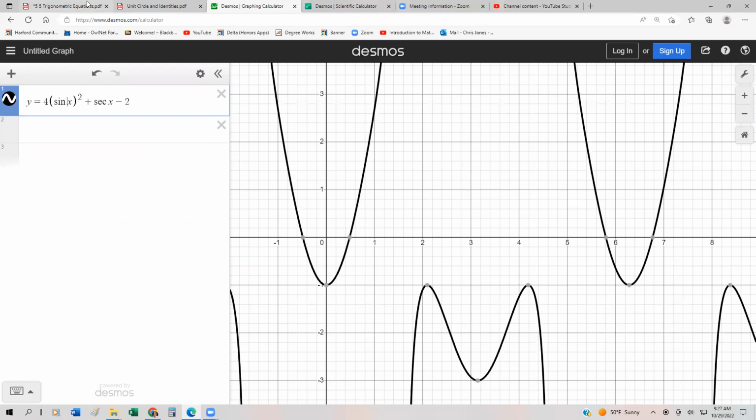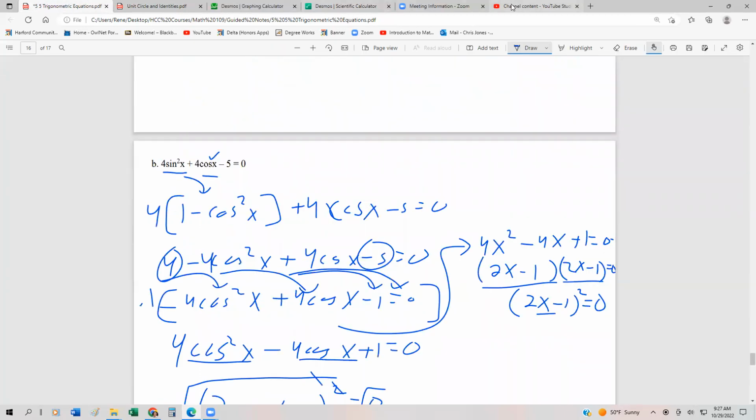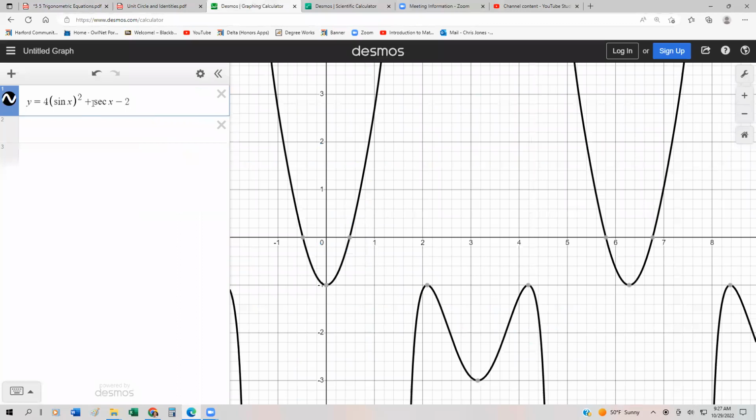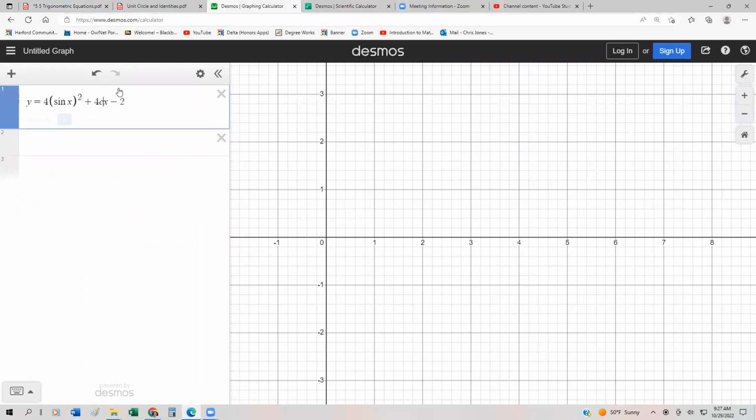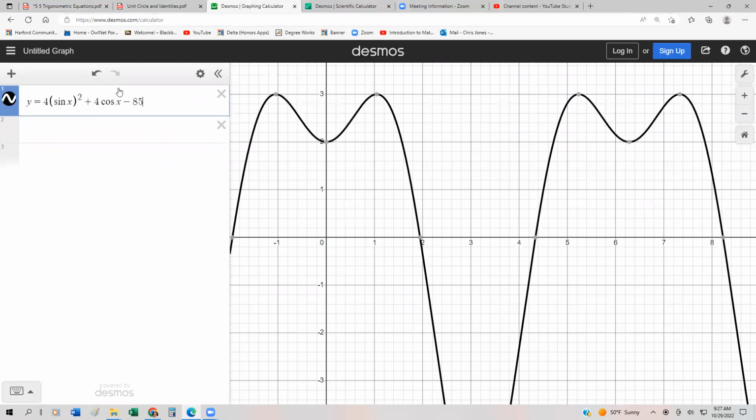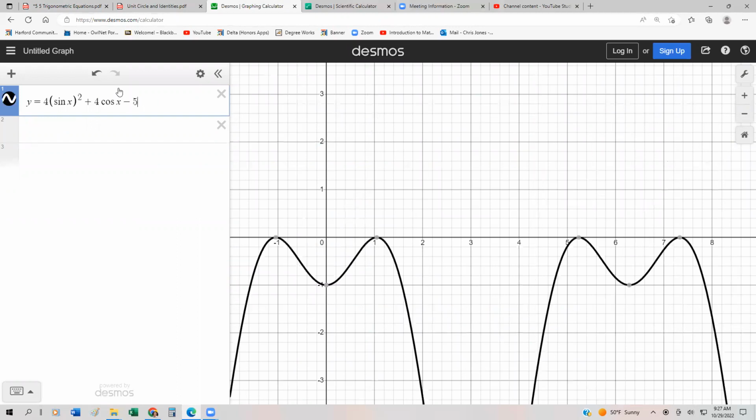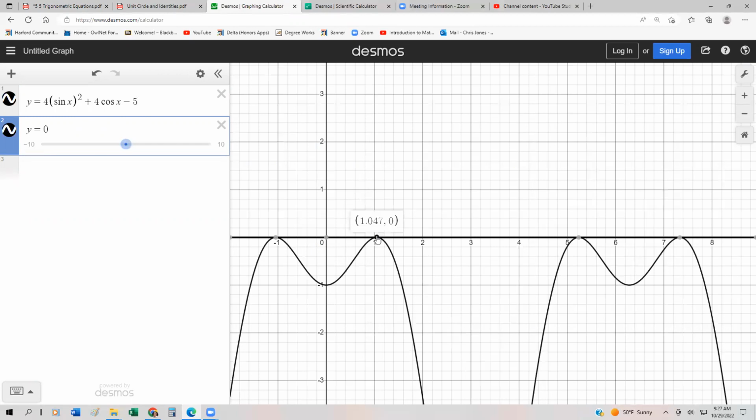And then what else did we have? I think we had a plus 4 cos minus 5. All right, so we had plus 4 cos minus 5. All right, and that's supposed to be equal to 0. Now, it looks like there are indeed two solutions, because remember, the other equation is we set that equal to 0. And there are two solutions, it seems, right here at 1.047 and right here at 5.236. And of course, those should be pi thirds and 5 pi thirds.